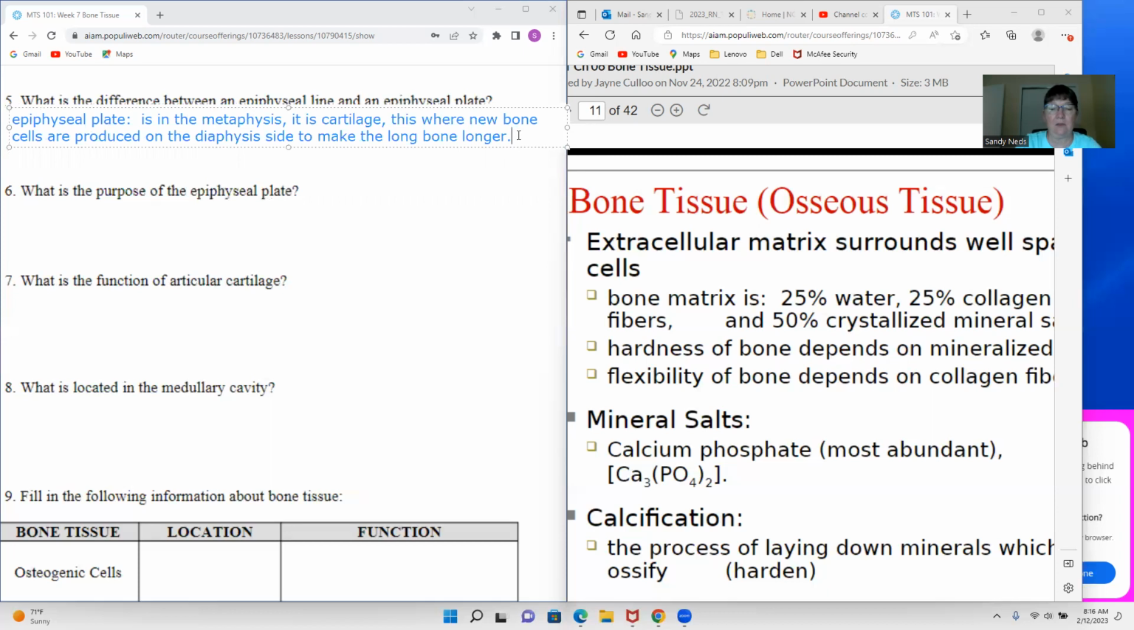And it usually changes to the epiphyseal line, meaning it calcifies around the age of 18 to 25.